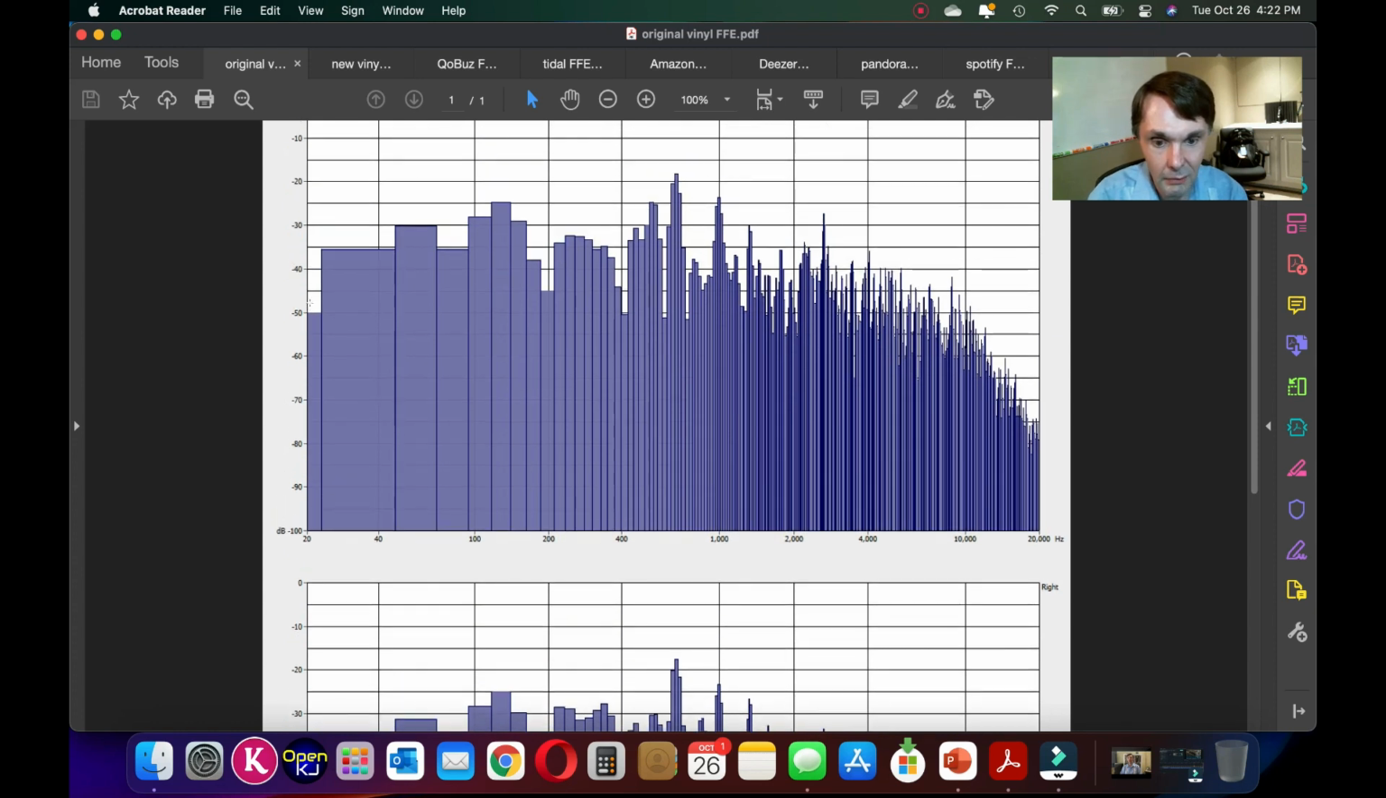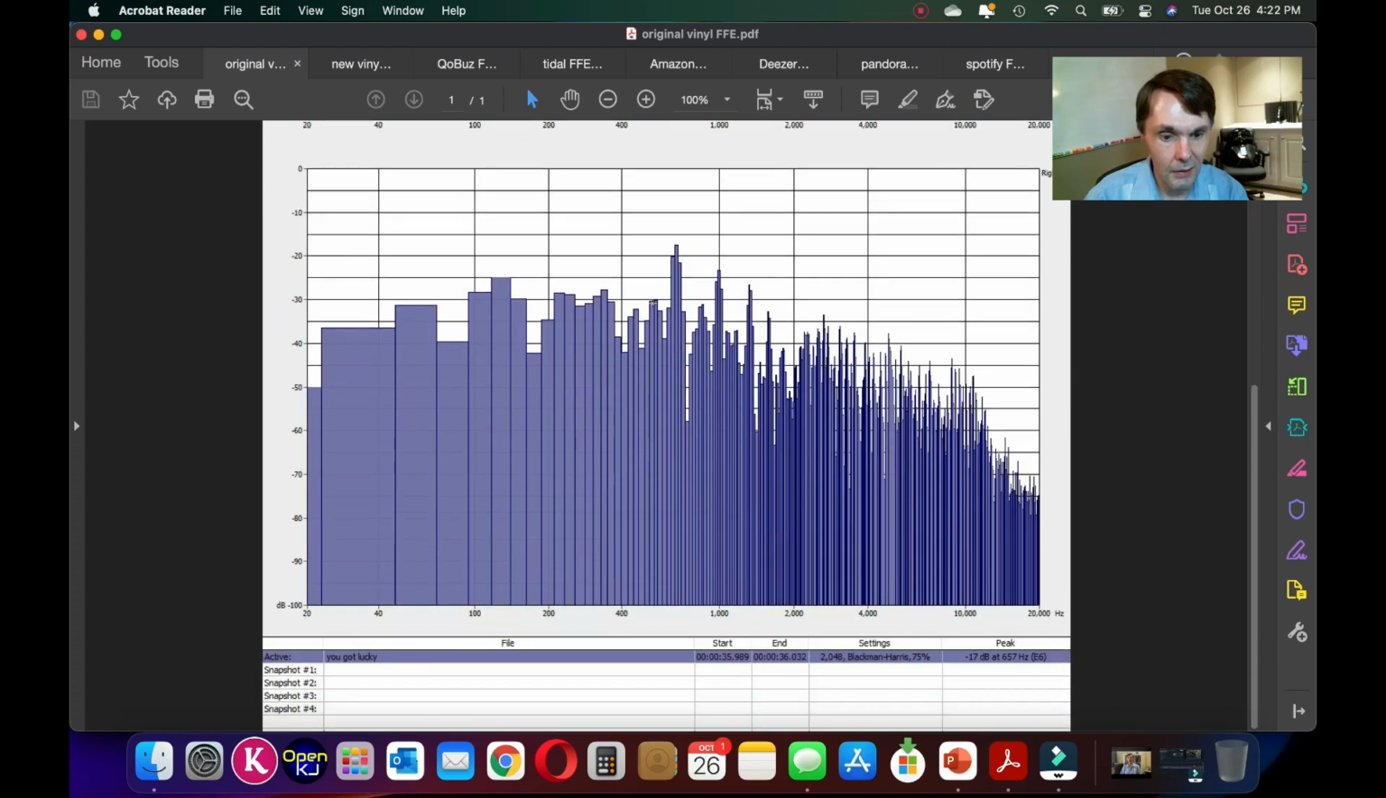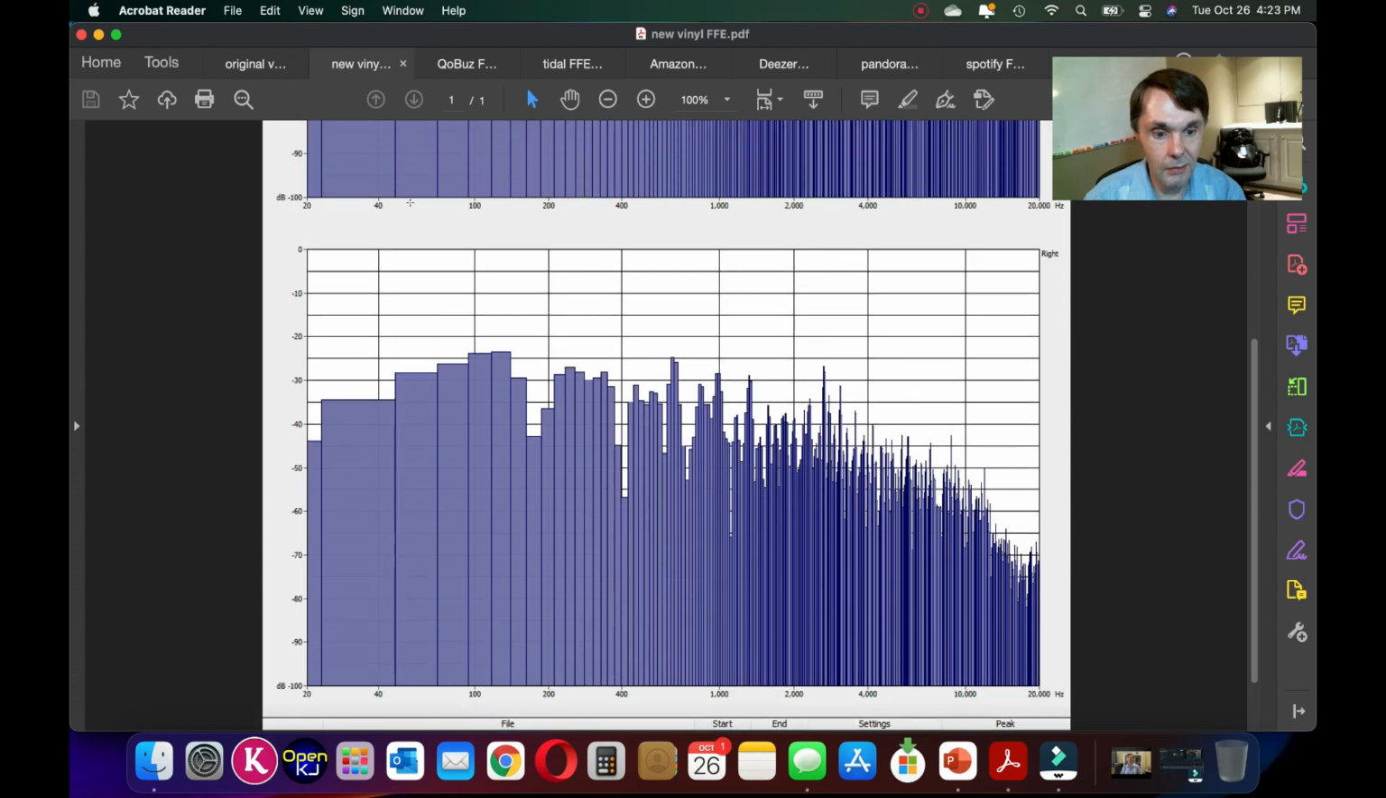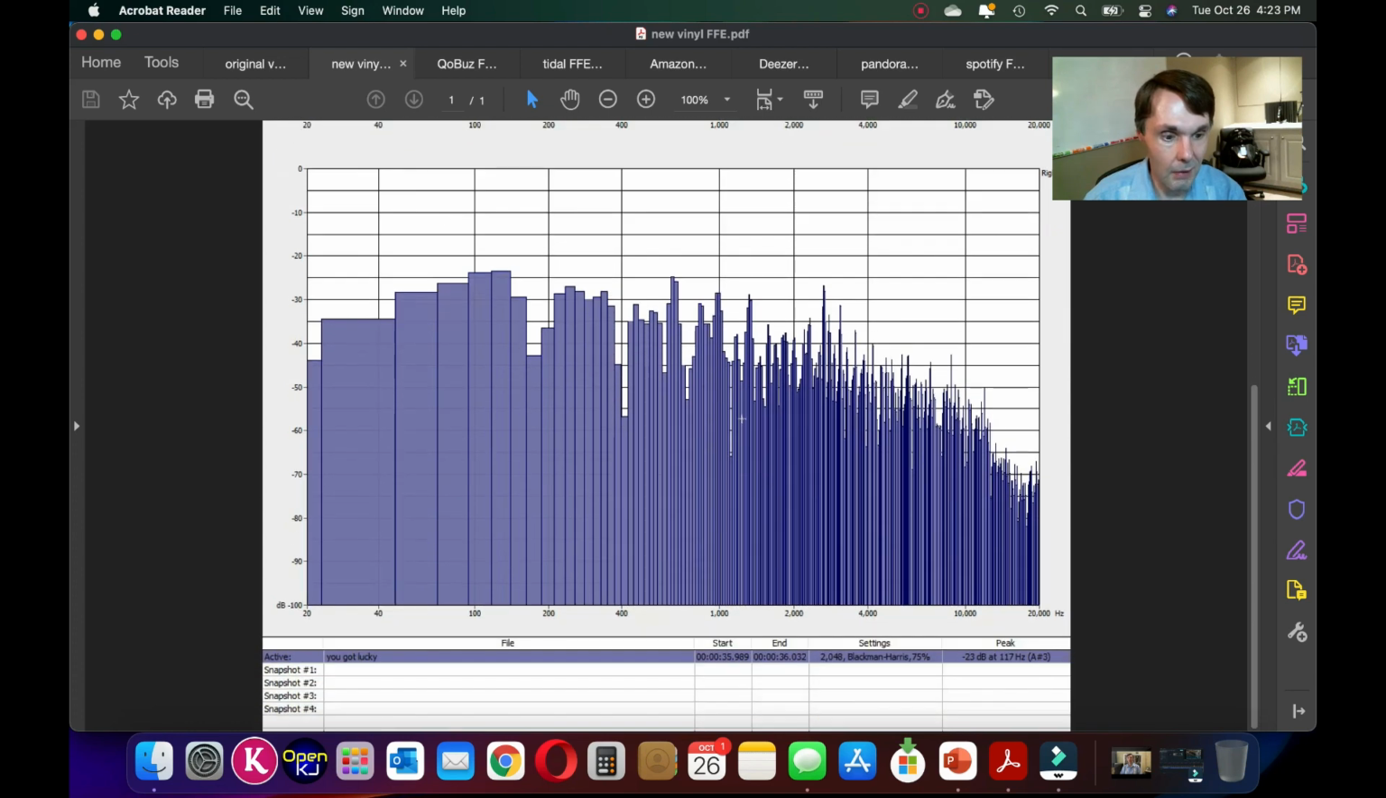We're down 50 here at 20 hertz. This is 20 hertz on the left axis, 20,000, which is the highest frequency, so it goes from low to high. But this looks pretty clean. We look down here, our peak frequency is minus 17 dB at 657 hertz. All right, so let's look here at this one. Minus 23 dB at 117.